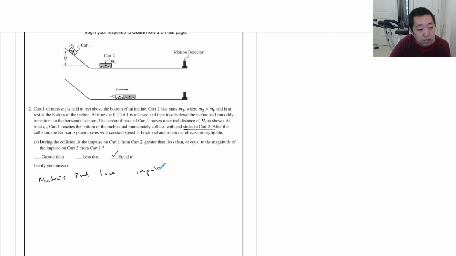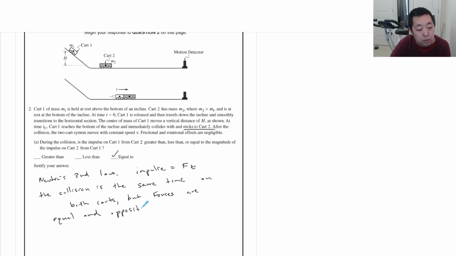Impulse equals the force over the time. The collision is the same amount of time on both carts. But the forces are equal and opposite. So what does that mean? That therefore F t is equal and opposite. Okay, so that's just Newton's third law. If m1 hits m2, m2 pushes on m1 with the same force.